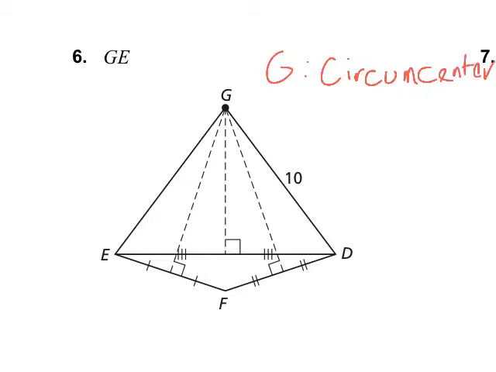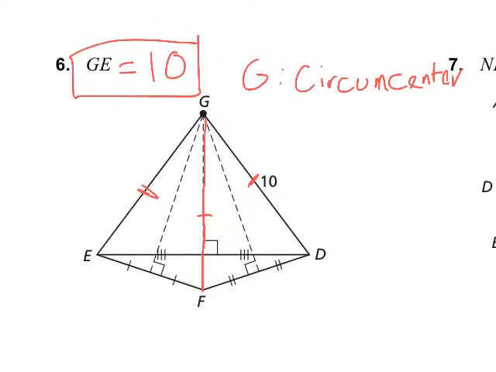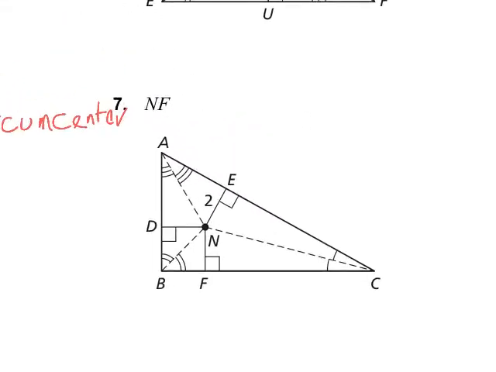And I know that circumcenters are equidistant from the vertices. There's one that's not shown here, one that would go all the way down to F that would also be equidistant. It's asking me for GE, which is congruent to GD, which is 10. So I know GE must also be 10. That one was a little more challenging because the circumcenter was outside of the triangle, but that is possible, so you've got to be on the lookout for that.